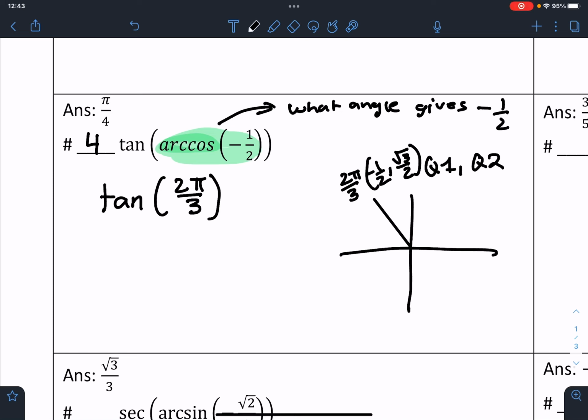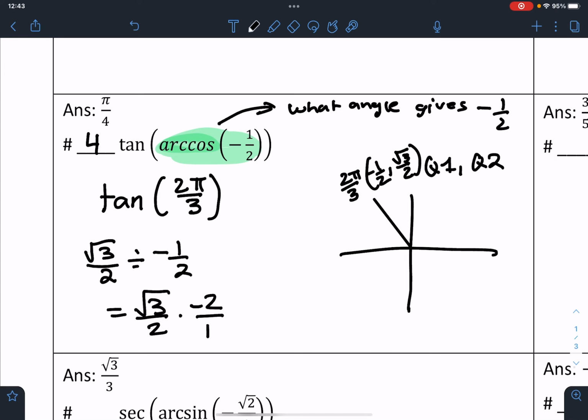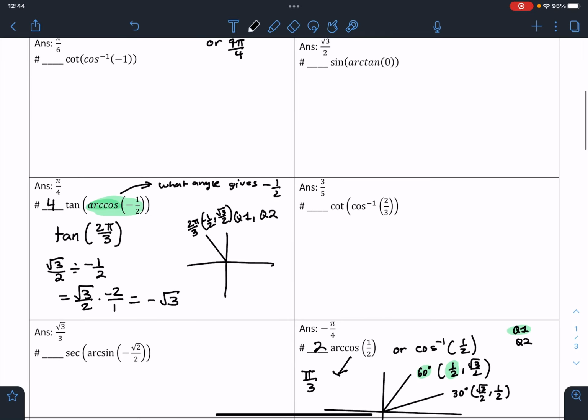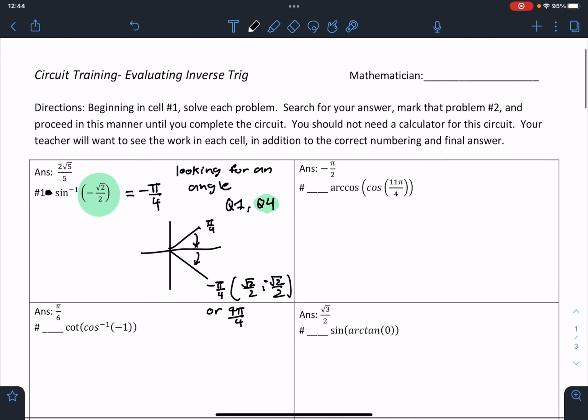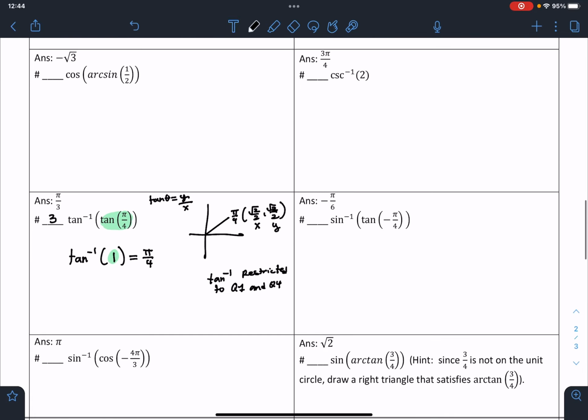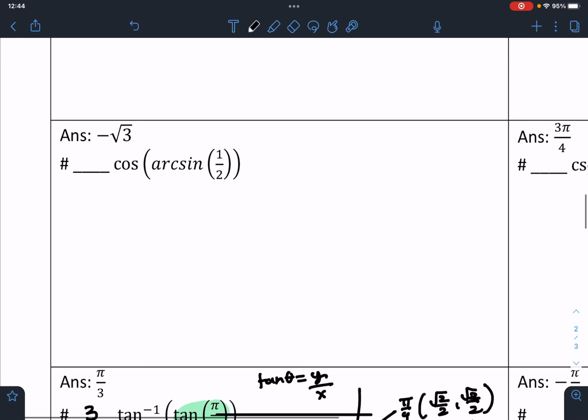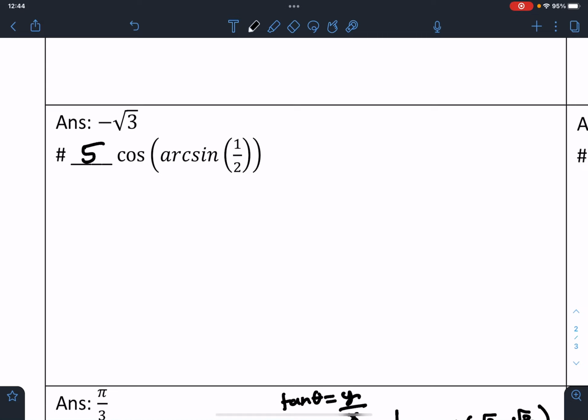So the definition of tangent is y over x. So now I'm going to do square root of 3 over 2 divided by half. And if I multiply by the reciprocal, I get negative square root of 3. So let's see if that is one of our answer choices. Right here. So now we're on 5.